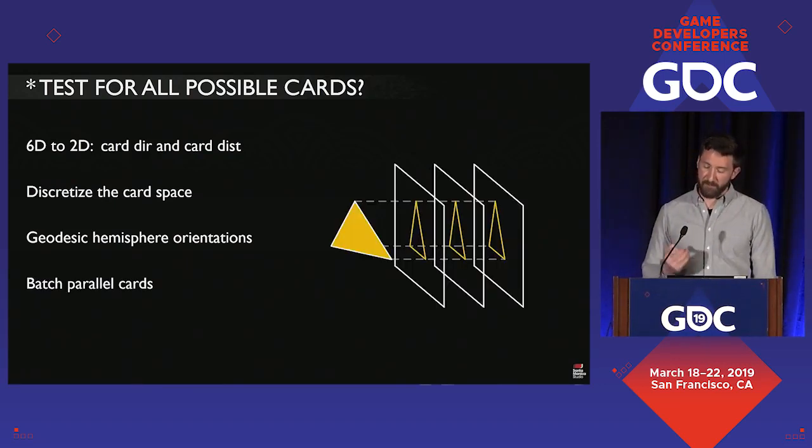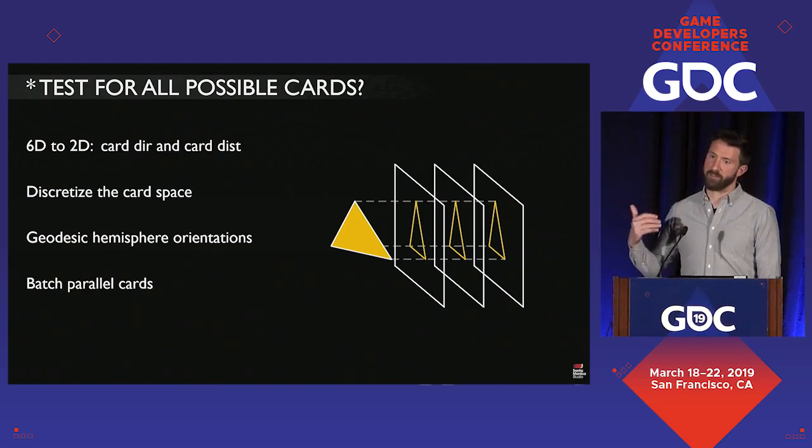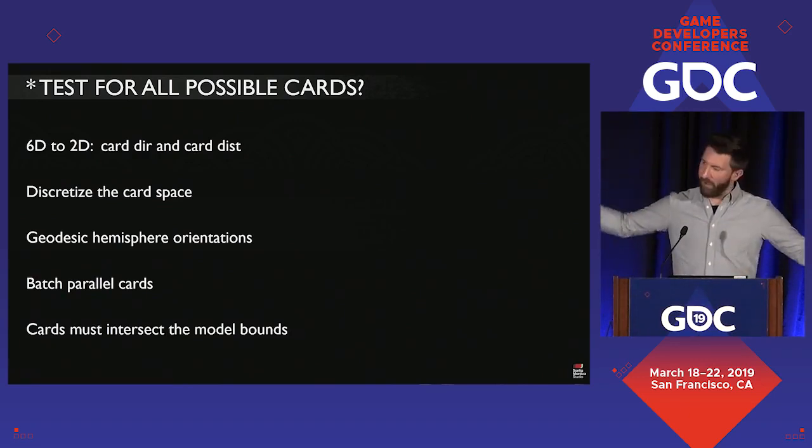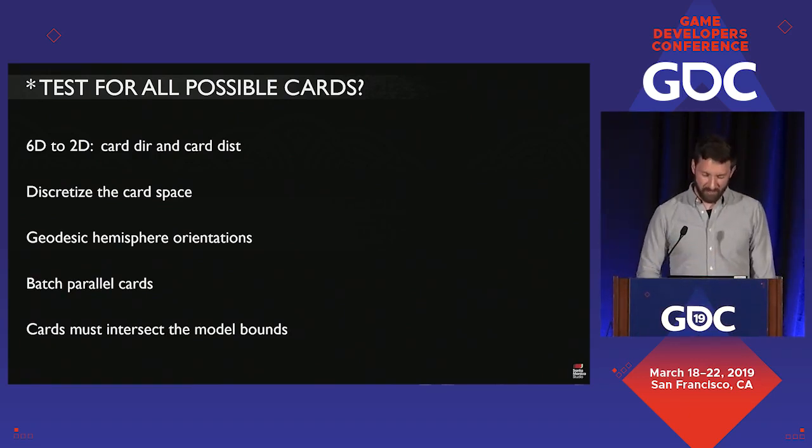The projected area of a face doesn't change if the plane orientation doesn't change, so we pre-compute individual face areas for each orientation batch, and then it's just a simple summation. And of course, we ignore cards that are far away, miles away. They have to intersect the model bounding box.